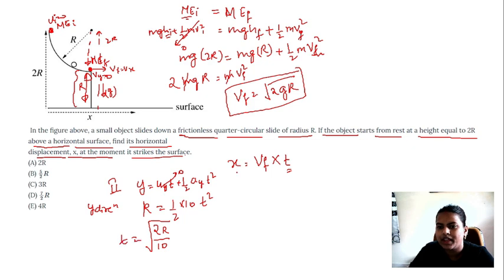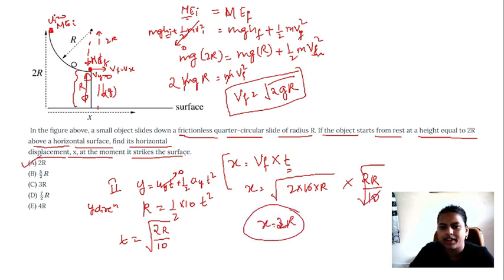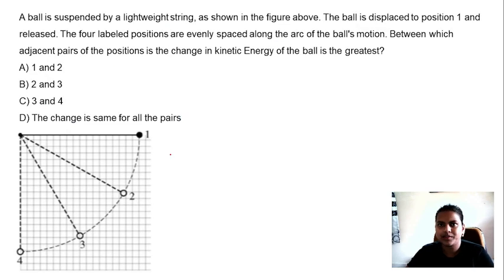This is the time. Let's substitute it in this equation and find x. x is equal to root of 2 into g, which is 10, into r, into 2r, into the time, root of 2r divided by 10. So this would get cancelled and x would be equal to 2r. A is your correct option. Now let's move to the next question.